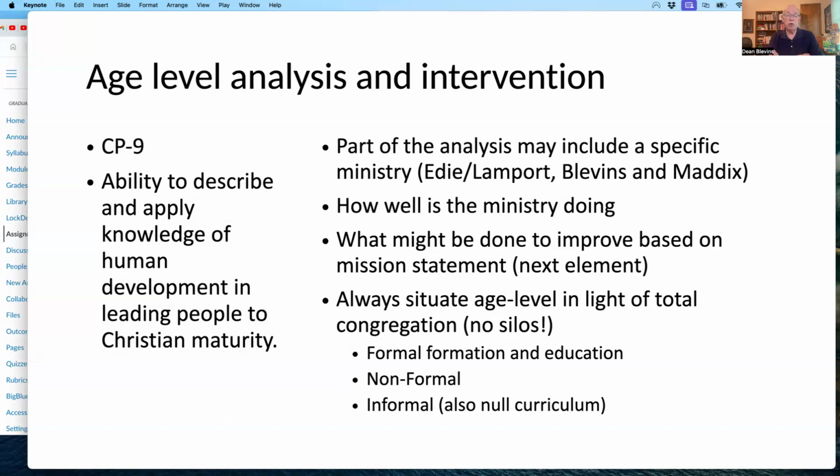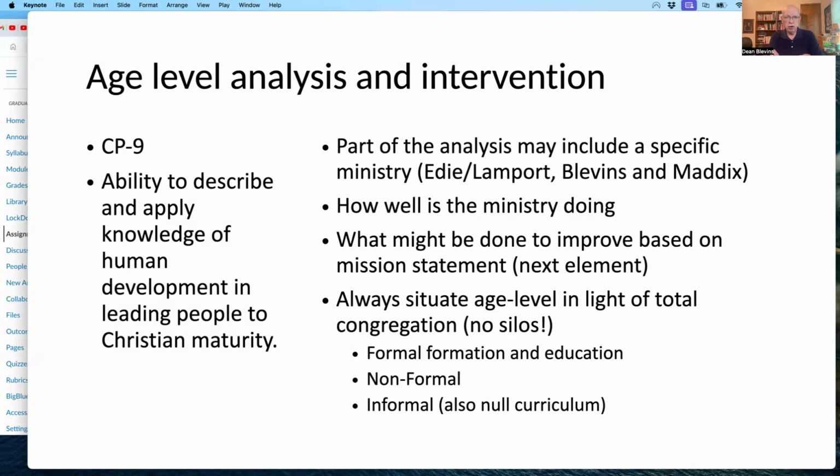If you aren't involved in one of those specifically, you might at least ask probing questions about how those different age level ministries are doing. And you might want to lift up one out of them that maybe, in light of your own mission statement, which you'll be submitting, needs some improvement to be more faithful. And it's a good way to do that.